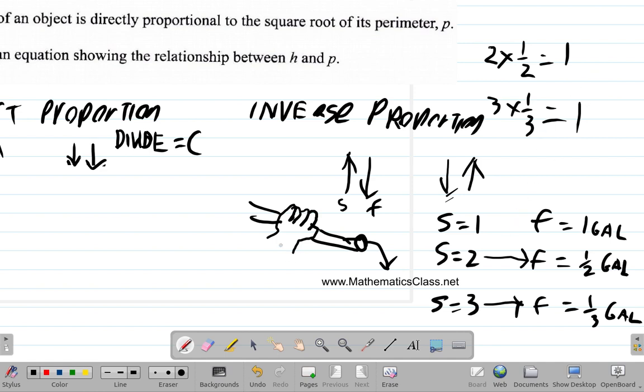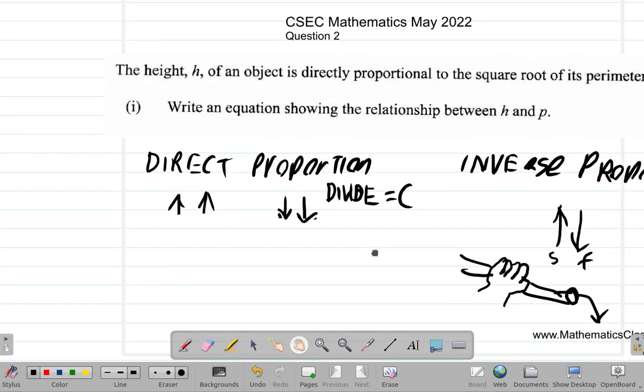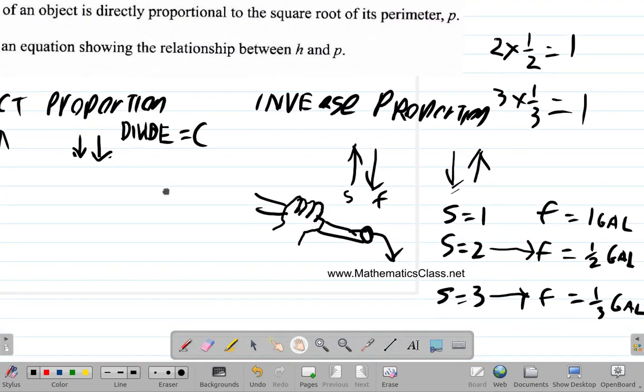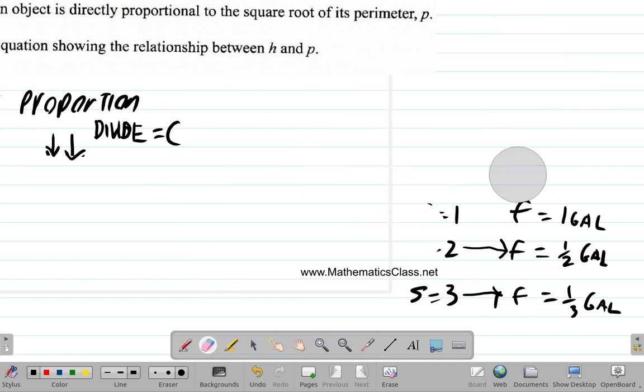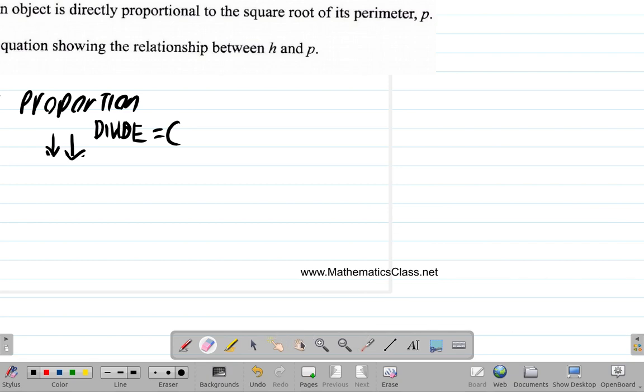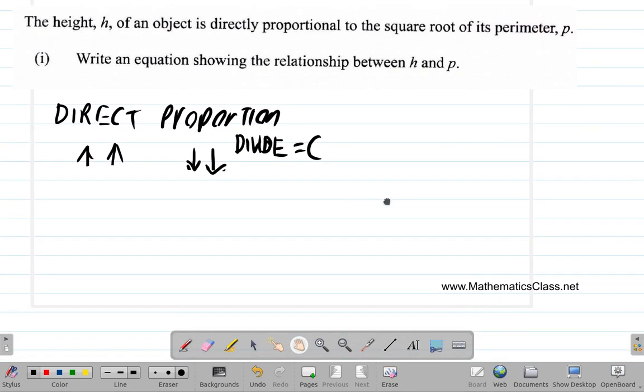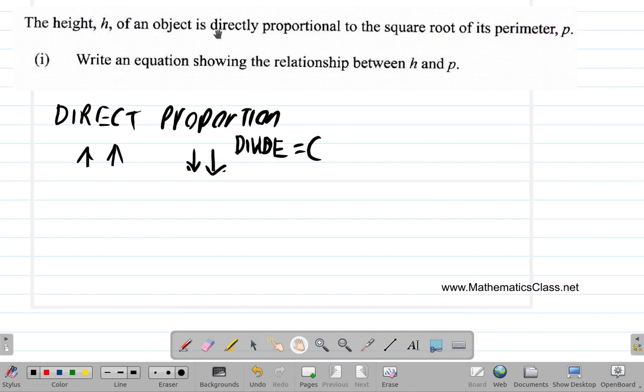Sure. But anyway, the question doesn't really ask you about inverse. So it's direct. So let's go back to the question now. That was just a side explanation to remind us of this inverse proportion, direct proportion thing, and the fact that they put directly proportional, we also are reminded of the other one, which is the inverse proportion. But anyway, we see that when one goes up, the other goes up. When one goes down, the other goes down as well. Direct proportion. So we divide to get the constant.